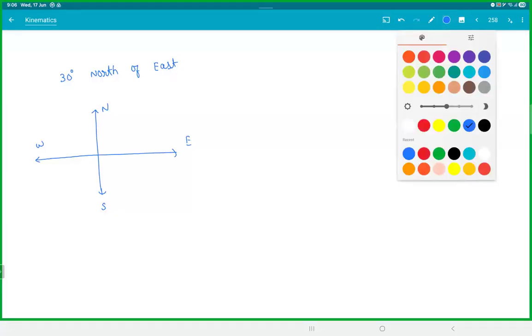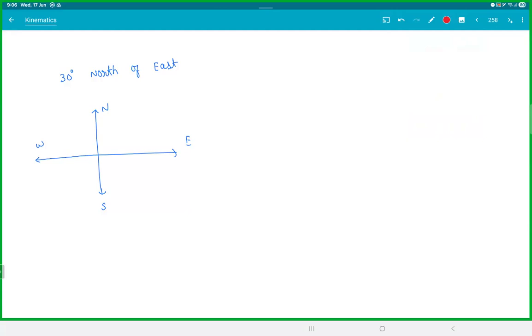Now listen to the word 30 degrees north of east, meaning from east. So from east, you are going 30 degrees towards north. Understood the meaning of it? 30 degrees north of east. So from east, go towards north 30 degrees. Suppose if someone tells you like this, 20 degrees west of south. From south, go towards west by 20 degrees. Are you guys clear with this?